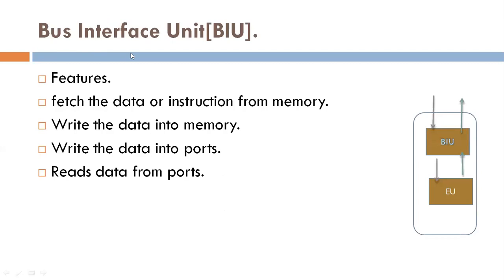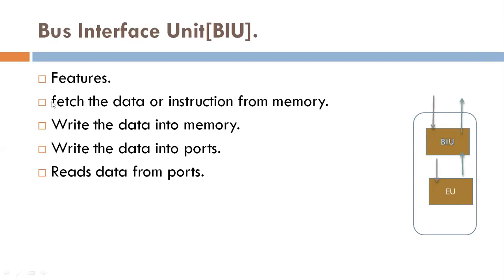Next, the first one, the bus interface unit. If you see the figure, at the topmost we are having memory. From memory, the bus interface unit will fetch the instructions and pass them to the execution unit. The execution unit decodes those instructions, executes them and passes the result to the bus interface unit, and the bus interface unit stores the end result into the memory.